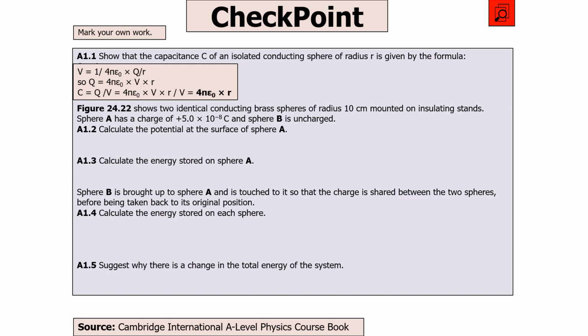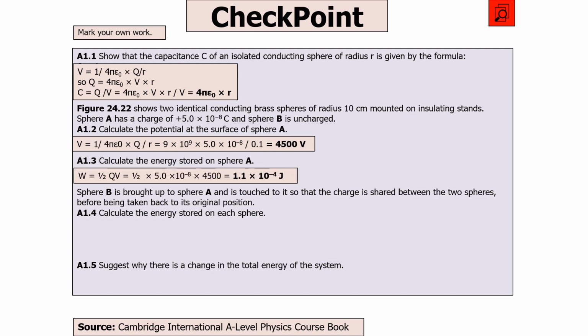To work out our potential, again, we're using that electrical potential for a radial field, V equals Q over 4 pi epsilon 0 R. So you can pop in all those values and you get 4,500 volts. Therefore, the energy stored is going to be the work done, which is equal to a half QV. Again, that's an equation from the electrical fields module. They're very closely linked. Pop in all the values and we get 1.1 times 10 to the minus 4 joules.